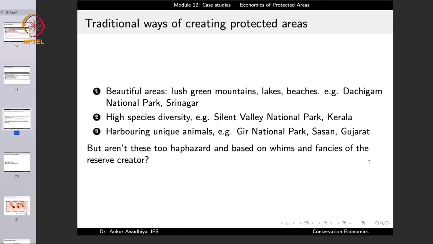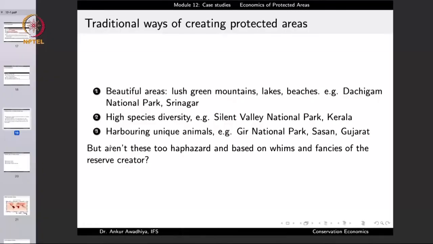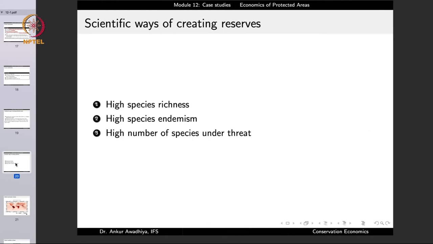In certain cases, certain high species diversity areas used to be converted into protected areas, such as the Silent Valley National Park in Kerala. Or in certain cases, those areas that harbor unique animals, endemic organisms that are found nowhere else, would be converted into protected areas, such as the Gir National Park in Gujarat, that is the only home of Asiatic lions in India. But in a number of cases, these become a bit too haphazard and based on the whims and fancies of the reserve creator. So, with time, we have shifted from these traditional ways of creating protected areas to the scientific ways of creating protected areas. In the scientific way, we look for those areas that are high in species richness, species endemism, and that have a moderate level of threat to the species.